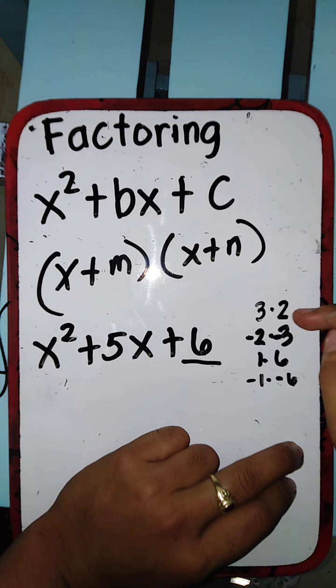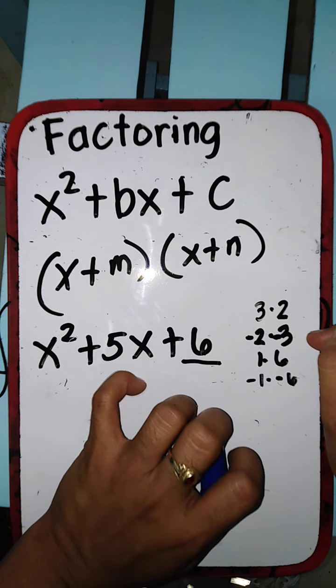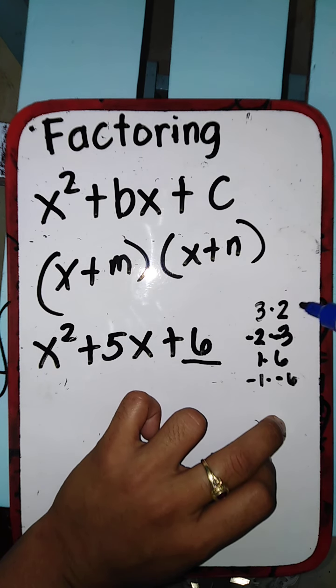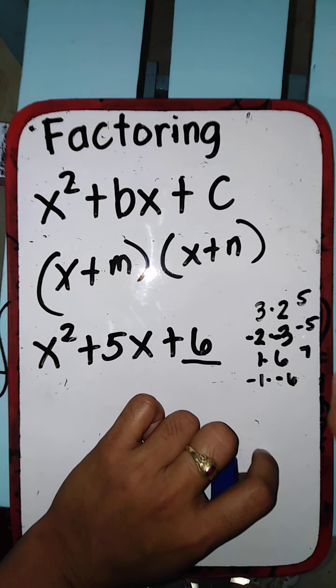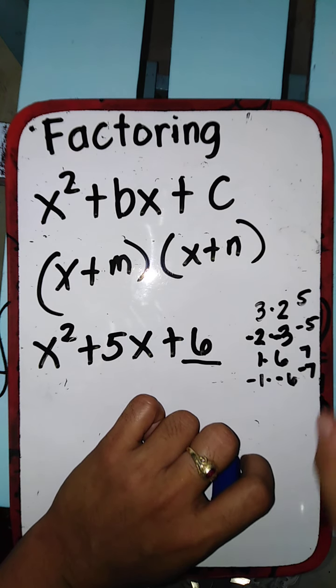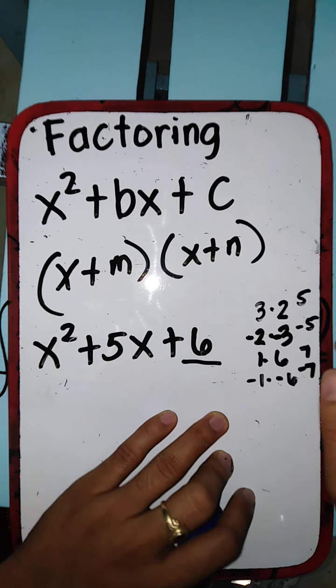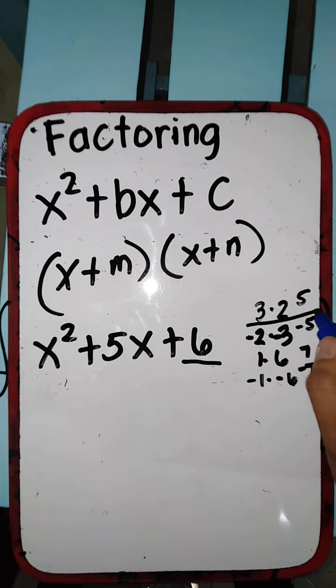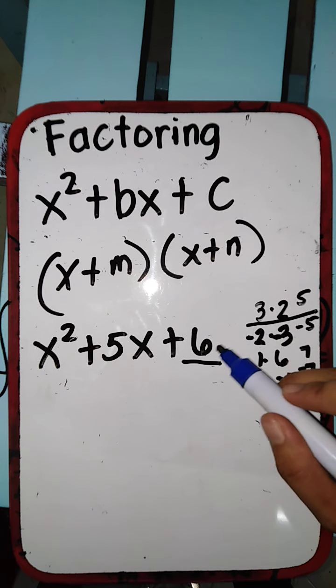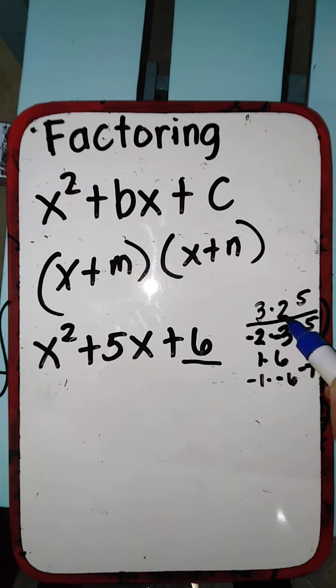Now, we will also look for the factors that, when we add them, equal 5. So 3 plus 2 is 5. Negative 2 plus negative 3 is negative 5. 6 plus 1, or 1 plus 6, is 7. And negative 1 plus negative 6 is negative 7. So, which factor of 6 here has the sum of 5? We have this 3 and 2, right? 3 times 2 is positive 6 and 3 plus 2 is positive 5.